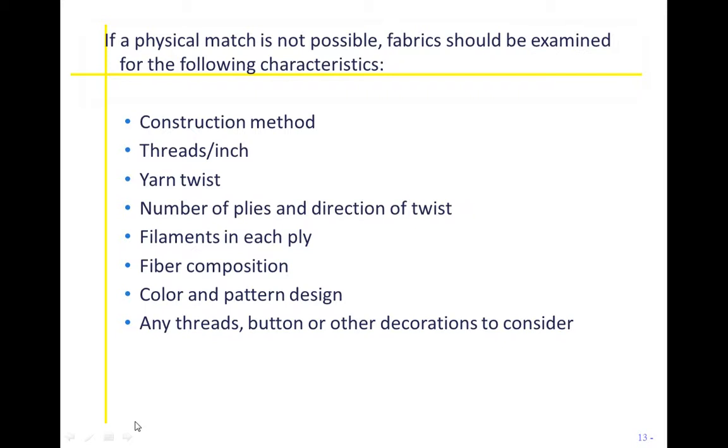They might also look at the yarns themselves to see if they can be described as having a Z or an S twist. They'll also look for the number of plies and the direction of that twist. They'll also count the filaments in each ply and then determine the actual fiber composition.